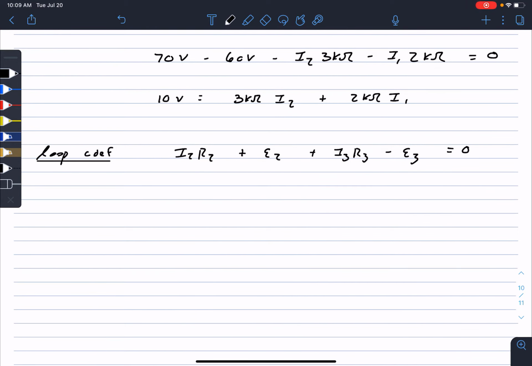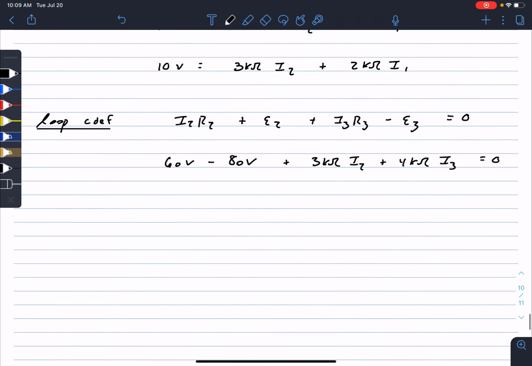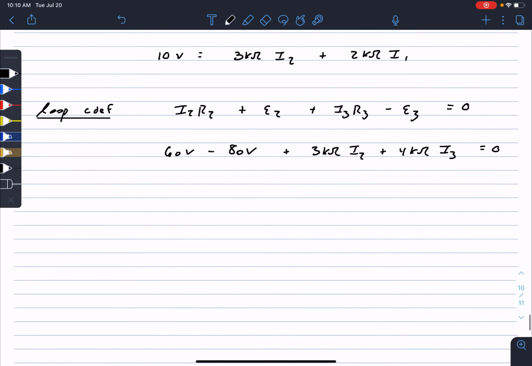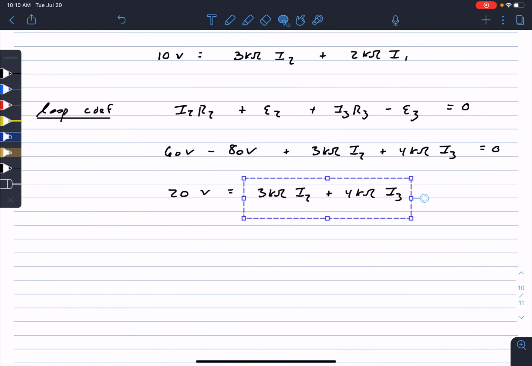So then, again, looking at the diagram, we've got 60 volts minus 80 volts plus R2 was 3 kilo ohms, I2 plus 4 kilo ohms, I3. This is all equal to 0. So then we're going to end up with 20 volts is equal to, just bring this down here like that. Right, because this is negative, but we take it to the other side. And so this is equation 3 now.